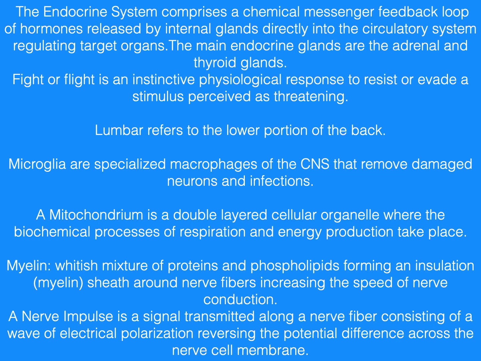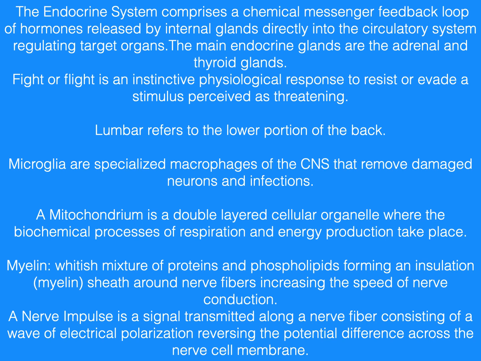Microglia are specialized macrophages of the central nervous system that remove damaged neurons and infections. A mitochondrium is a double-layered cellular organelle where the biochemical processes of respiration and energy production take place. Myelin, whitish mixture of proteins and phospholipids forming an insulation sheath around nerve fibers, increasing the speed of nerve conduction.